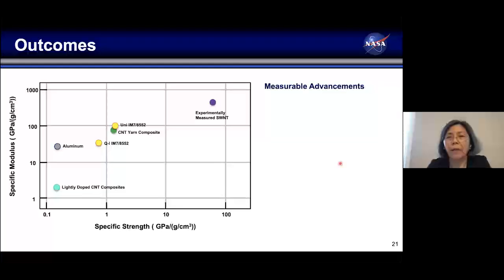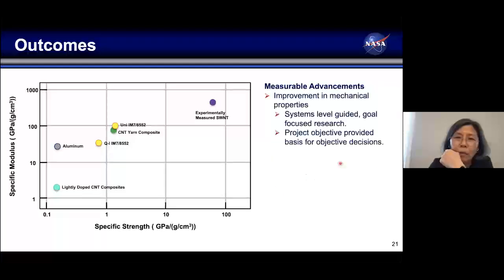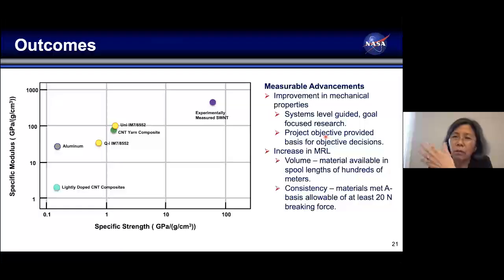So what are the outcomes of that? What we learned was that systems level guided, goal-focused research was very useful for us. Even though it's fundamental research, it helped us understand what paths to take and what paths to abandon. The project objective was used as a basis for decisions on what the different approaches are that should continue to advance, or that we should just abandon.